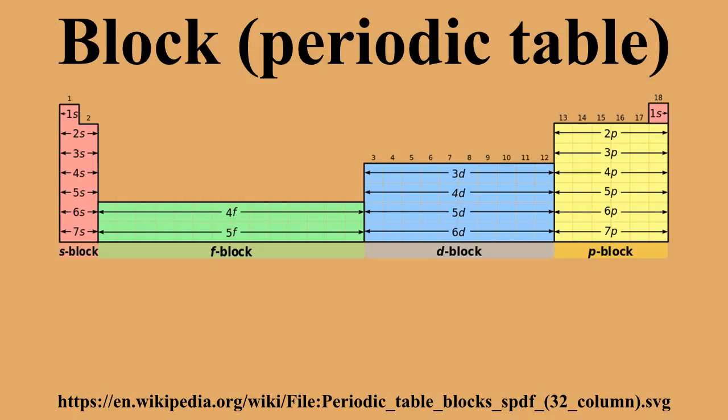G block. The G block is a hypothetical block of elements in the extended periodic table whose outermost electrons are posited to have one or more G orbital electrons but no F, D or P orbital electrons.